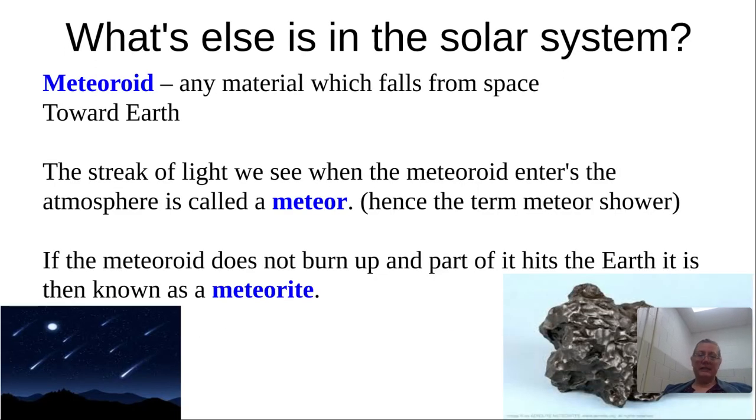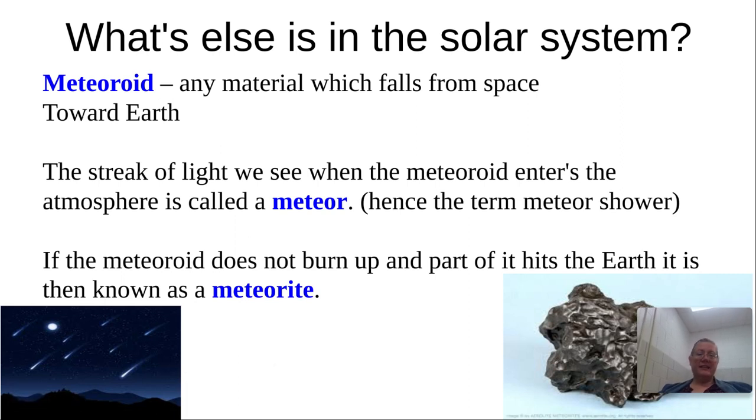A meteoroid is any material that falls from space towards Earth. So that could be an asteroid, it could be the satellites when they decide that the satellites are too old. The streak of light we see in the sky when the meteor enters the atmosphere, we call a meteor. Hence the term meteor shower, which you have a picture of over here.